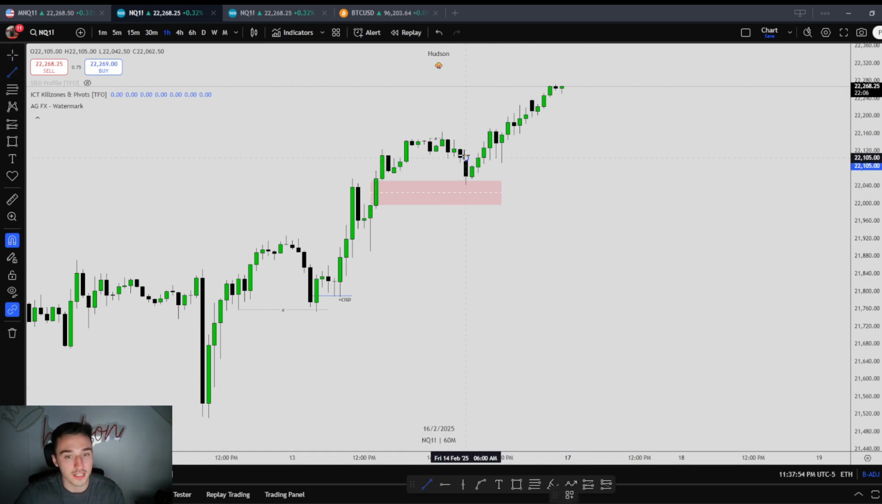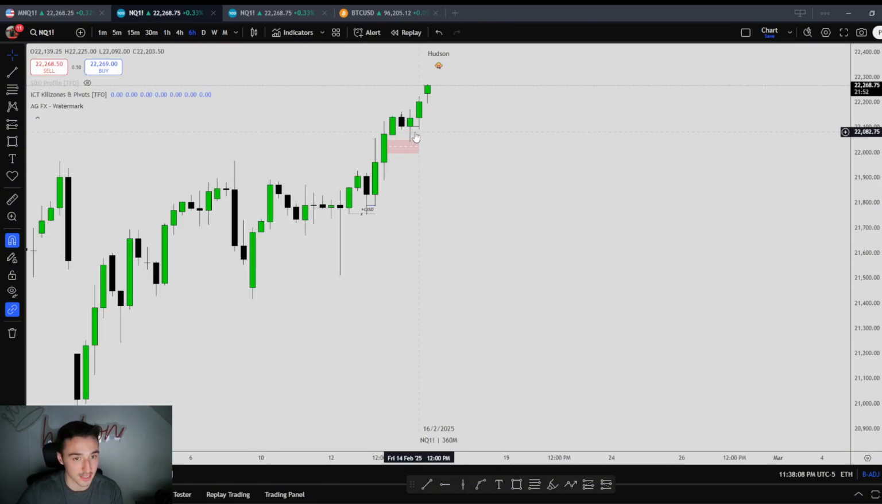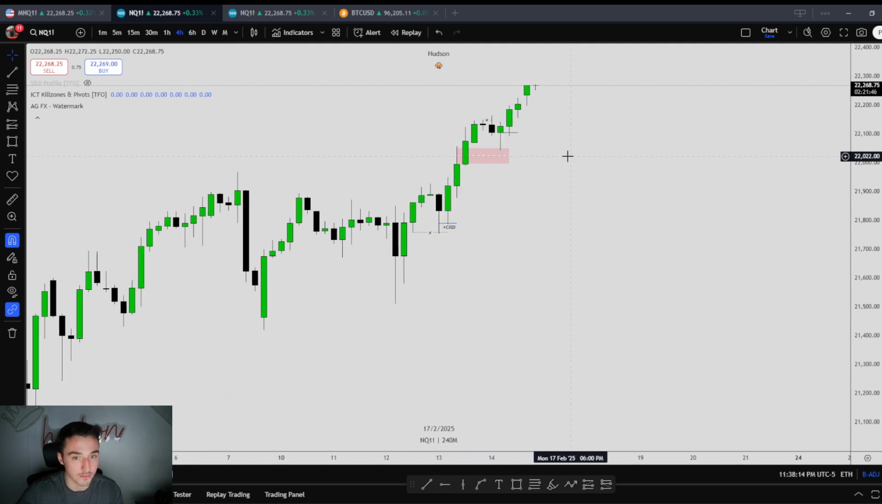Now, this is the only way I will use the 6 a.m. candle. If we open lower and tap into a key level, why am I using the 6 a.m. candle? It's a new 6-hour candle, right? 6 in the morning, it's a new 4-hour candle, right? 6 in the morning, right? And then 10 a.m. is the next candle, right?